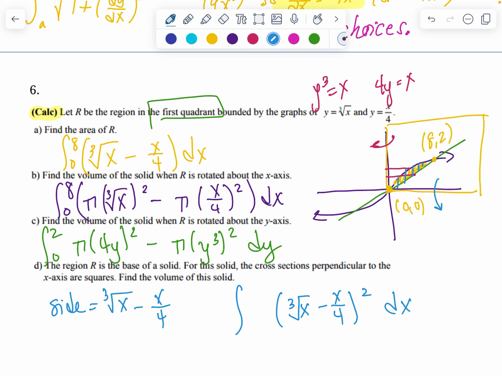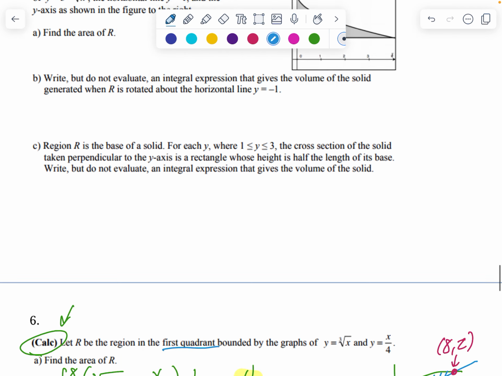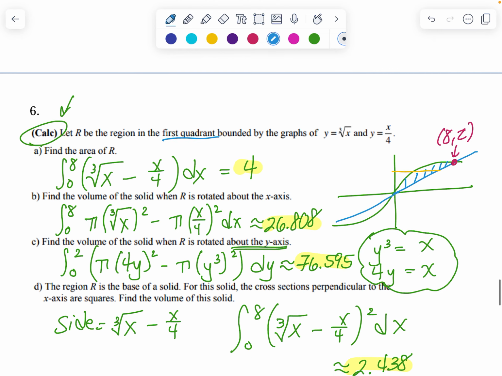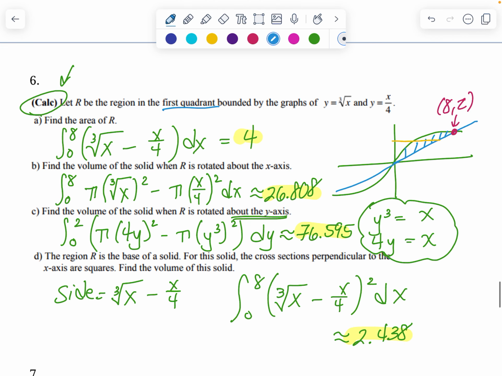If this were some other cross section, like if it was semicircles, 1/2 pi radius squared, I'd put in whatever expression I needed for the radius, or whatever the case may be, right? Whatever other shape you might have. And then this would be 0 and 8 because we're doing in terms of x. Okay, let me scroll down to get the decimals for this for you to check your calculator work. Okay, so all my calculator answers are highlighted there in yellow for you.